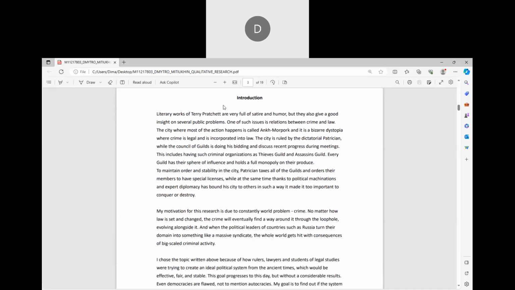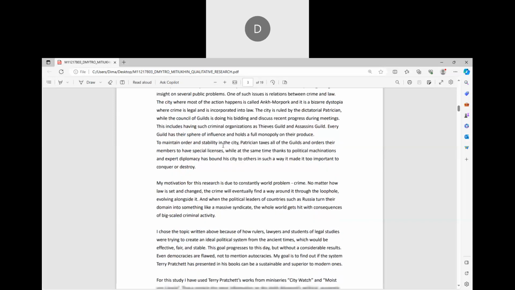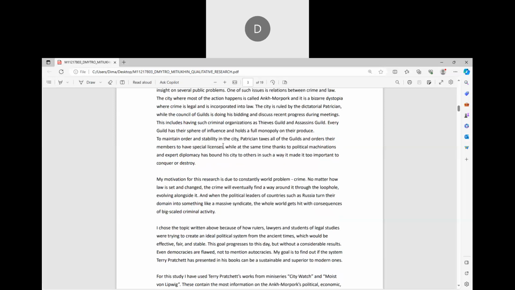In the introduction, I explain more in depth what the city represents by itself. It is a city basically resembling Victorian era industrial London, where every member of every nation is present. It is dictatorial and oligarchic rule, controlled by one ruler and his council of guilds. These guilds include criminal organizations as well, such as the Thieves Guild and Assassins Guild. But while they have a complete monopoly on what they are doing, they are all heavily taxed and licensed by the ruler, whom I will call from now on the Patrician. Basically, no unlicensed trade, no matter if it's legal or illegal, is allowed in this city.